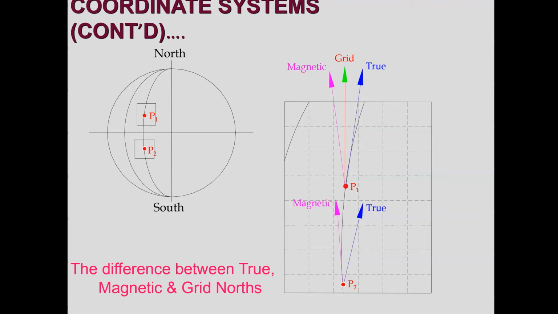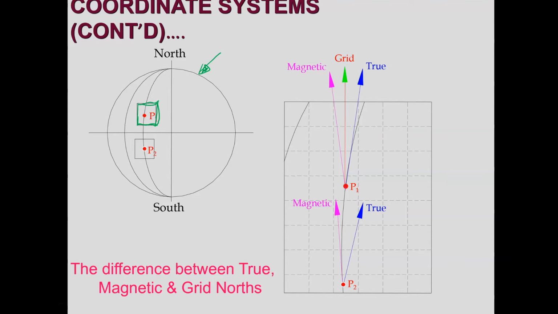So that's another slide to show the relationship between the grid north and the true and magnetic north. Consider that the Earth, that's the surface of the Earth, and we want to produce a map. We want to produce a flat, horizontal plane from a curved surface.